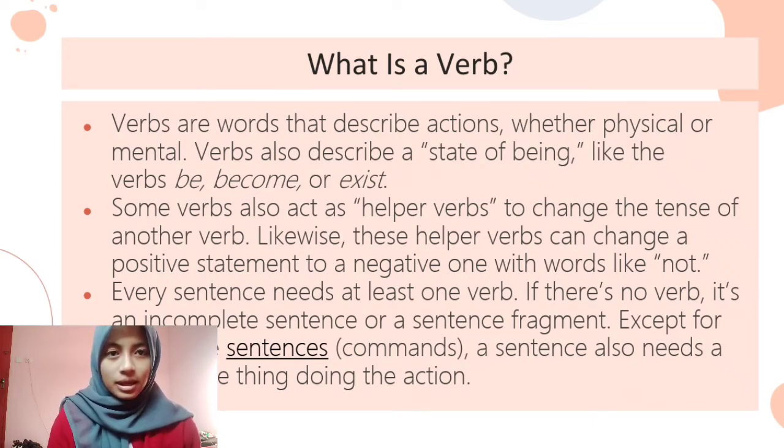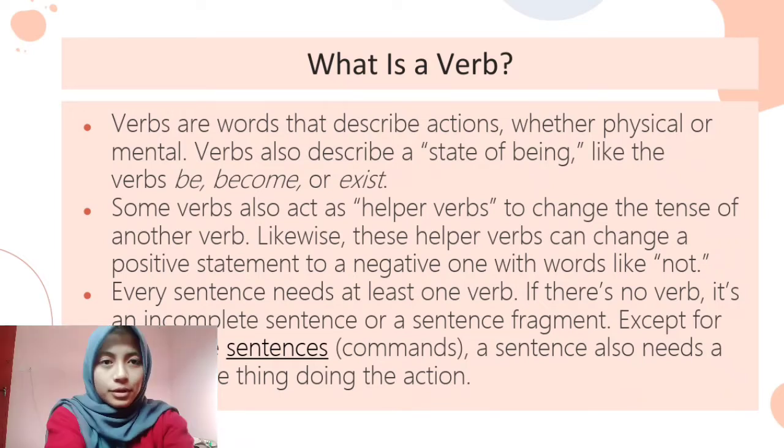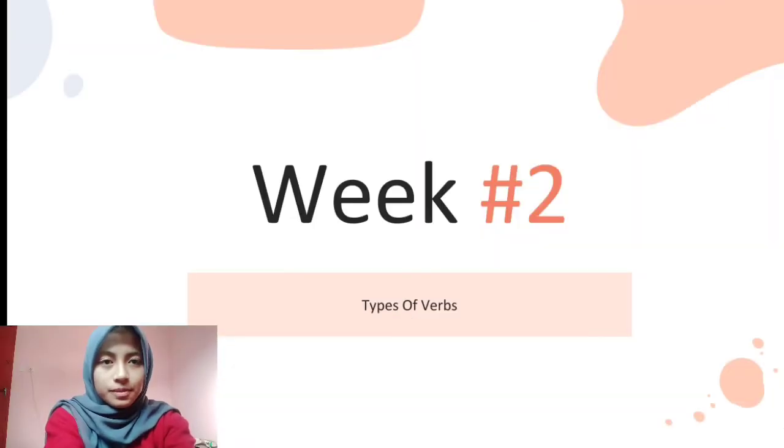Every sentence needs at least one verb. If there are no verbs, it's an incomplete sentence or a sentence fragment, except for imperative sentences. A sentence also needs a subject, the thing doing the action. Number 2 is types of verbs.